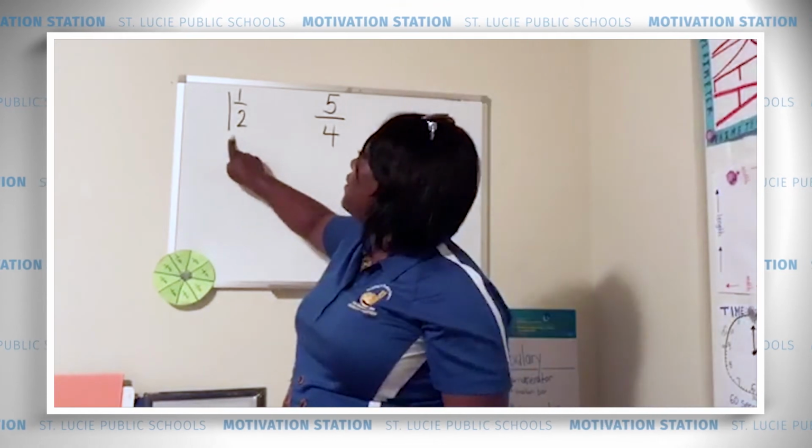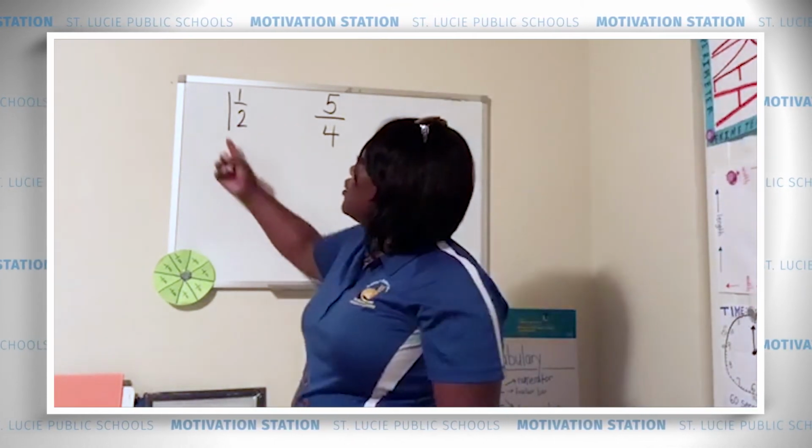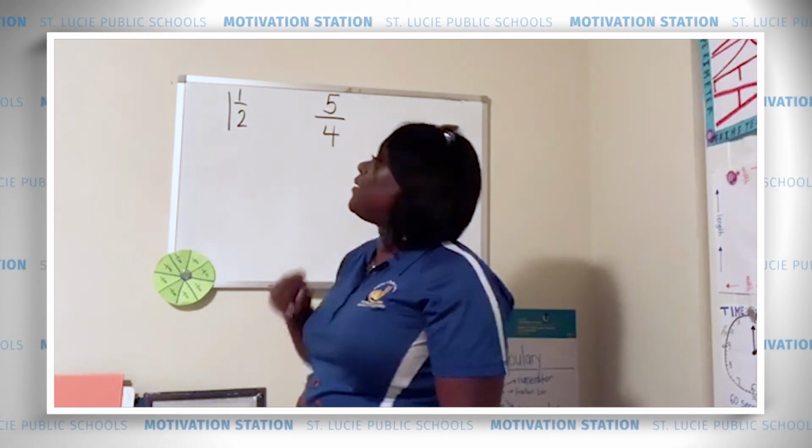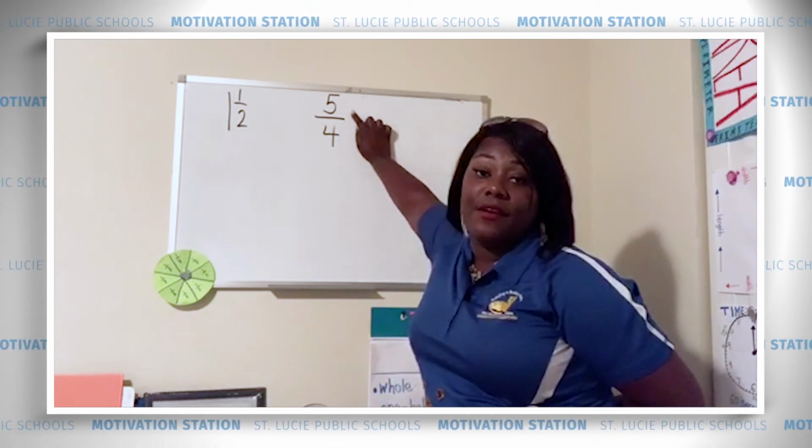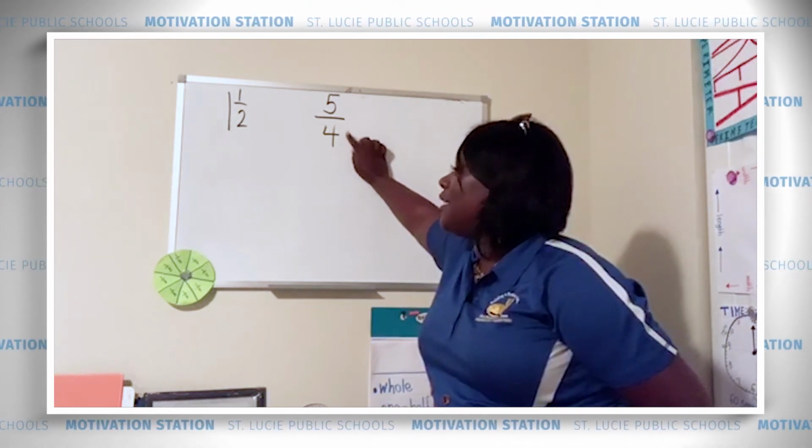Well, remember when you're looking at mixed numbers, they are made up of whole numbers and fractions. So he has a whole cookie and a half a cookie. And then when you're looking at improper fractions, the numerator is larger than the denominator.